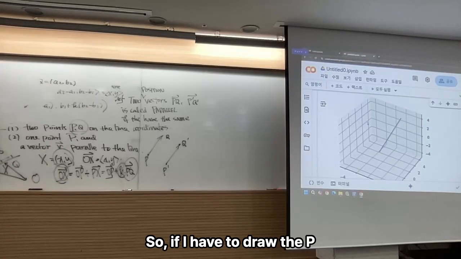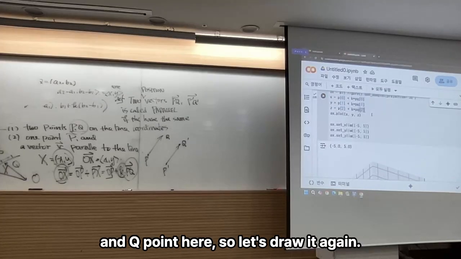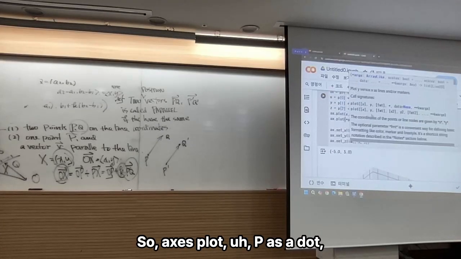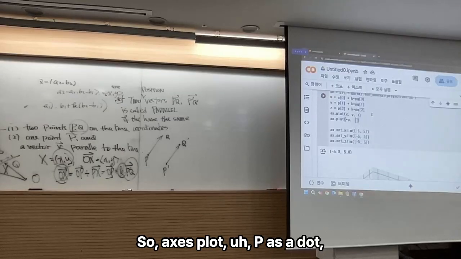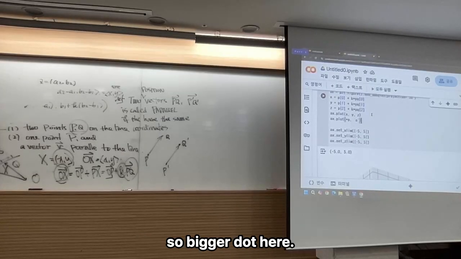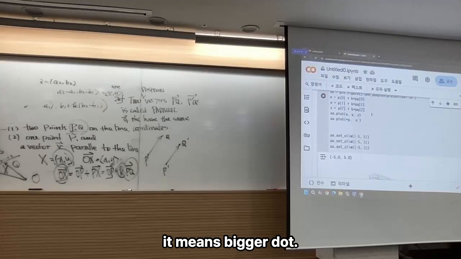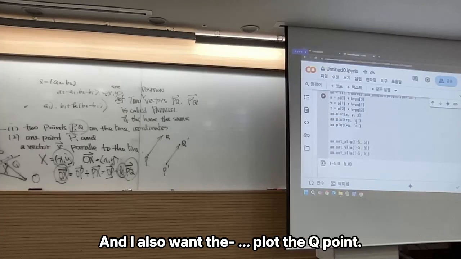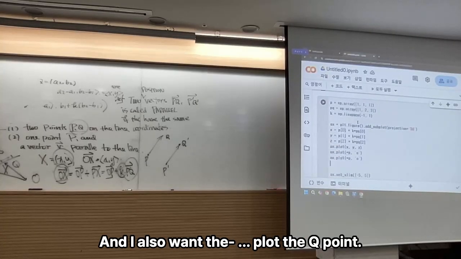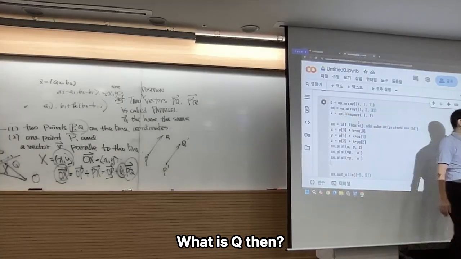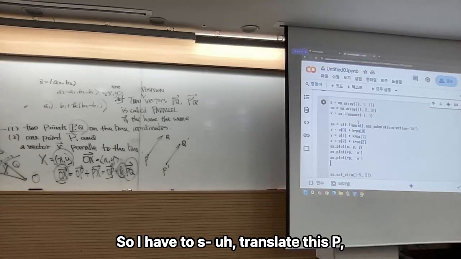So if I have to draw the P and Q point here, let's draw it again. So we plot P as a dot. A bigger dot here: if I put O instead of dot, it means a bigger dot. And I also want to plot the Q point. So my PQ is 1, 2, 3. What is Q then?